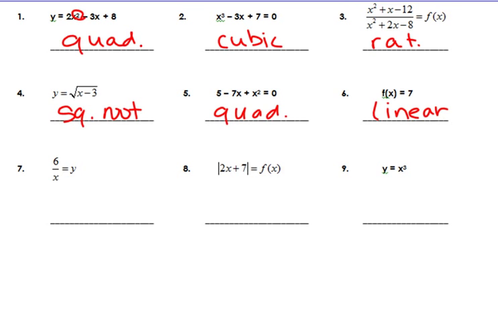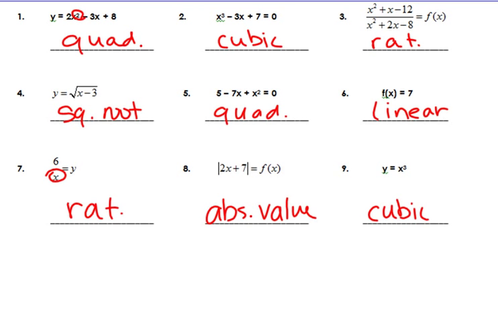Number 7, we have a variable in our denominator, so it's rational. Number 8, we have an absolute value sign, so it's an absolute value function. And number 9, we have a cubed, so we have a cubic function. So hopefully that makes sense on how to pick those out from there. I'm going to let you guys do 10 through 18 quick, and then you can check your answers with me when you unpause the video.